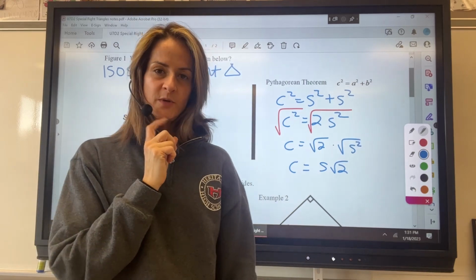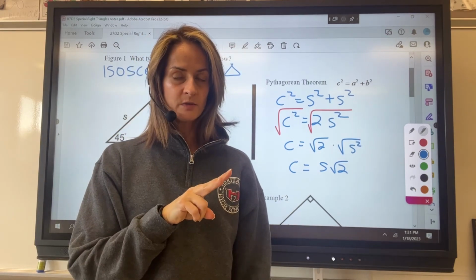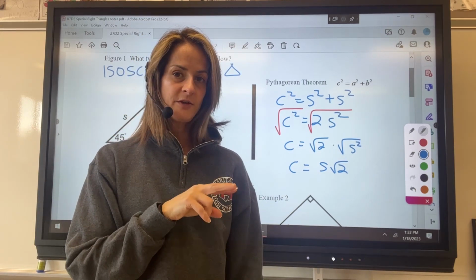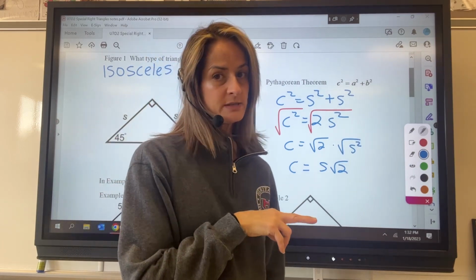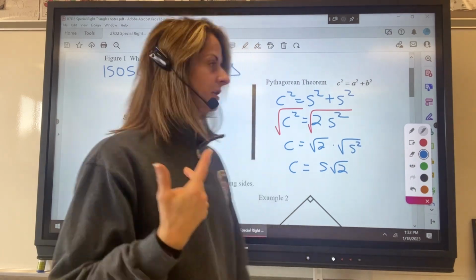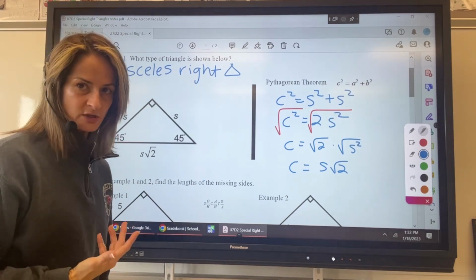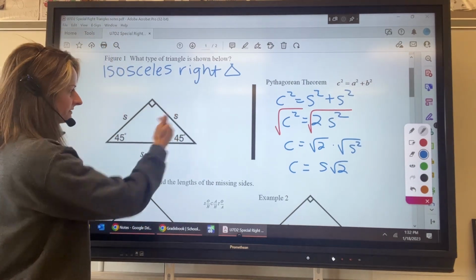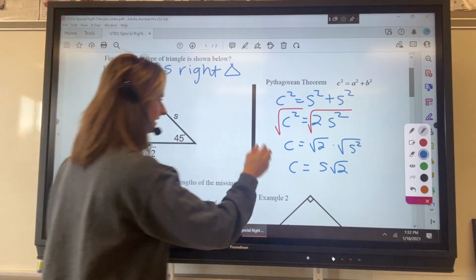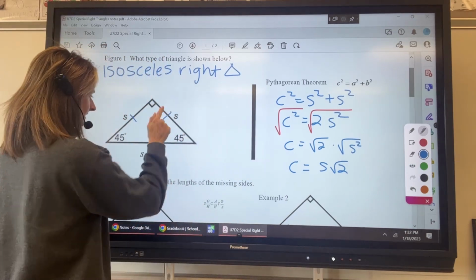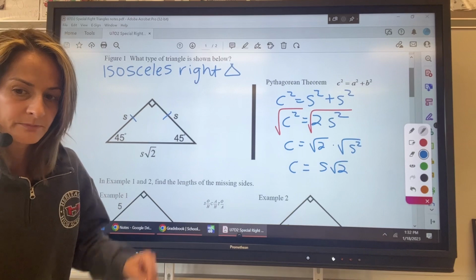We are going to be reviewing the two types of special right triangles. So last class we learned about the Pythagorean theorem, when you're given two sides and asked to find the third side of a right triangle. Here we have what's called an isosceles right triangle, so the lengths of the legs are the same length. This length is the same measure as this length. Notice they're both labeled S.